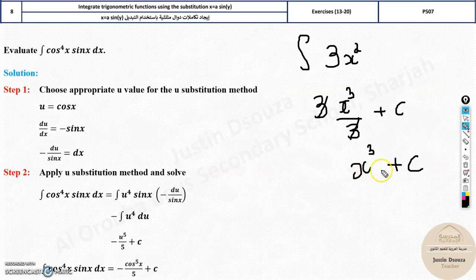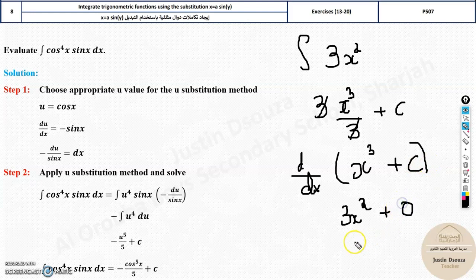Now, if you derive this, you must get the question back, right? Let's quickly derive over here. It will be d by dx, that is dy by dx. This is the derivative. It will be 3x square. Now, it doesn't matter which constant it is. Let it be 10, 20 or any number. It will become 0. So, you're remaining with 3x square.